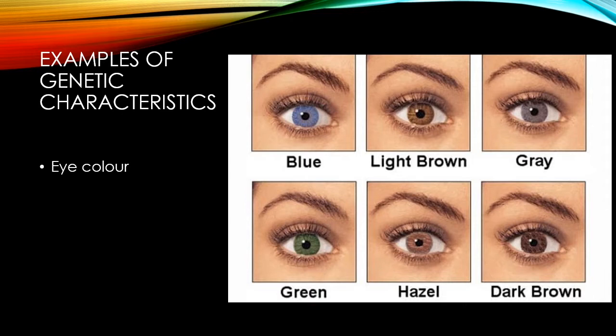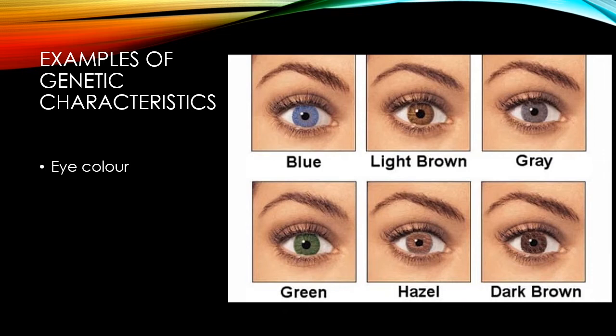And that's normally because the person's blue eye hasn't actually expressed the correct color, the brown color, and therefore they have different colored eyes. But normally, of course, your eyes are the same color, and that's passed down from your parents. So eye color is another example of a genetic characteristic.